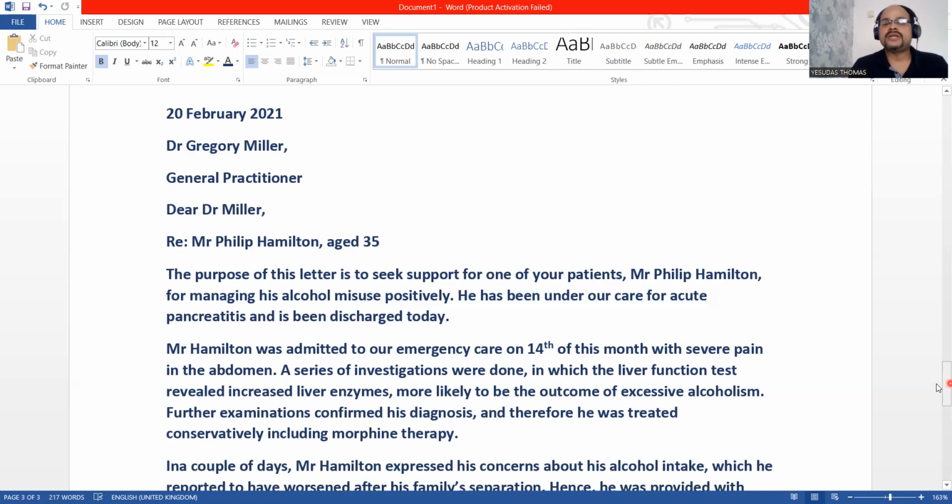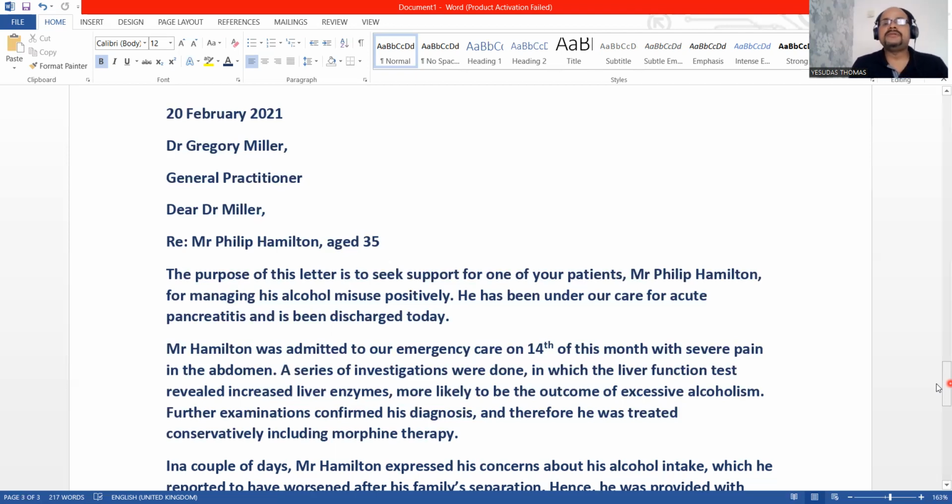So the problem was acute pancreatitis. He has been under our care for acute pancreatitis. He's recovering from acute pancreatitis, just because we have given treatment for almost 6 days. So we have written, he has been under our care for acute pancreatitis, and he's been discharged today. So when he's going to discharge, he's getting discharged today.